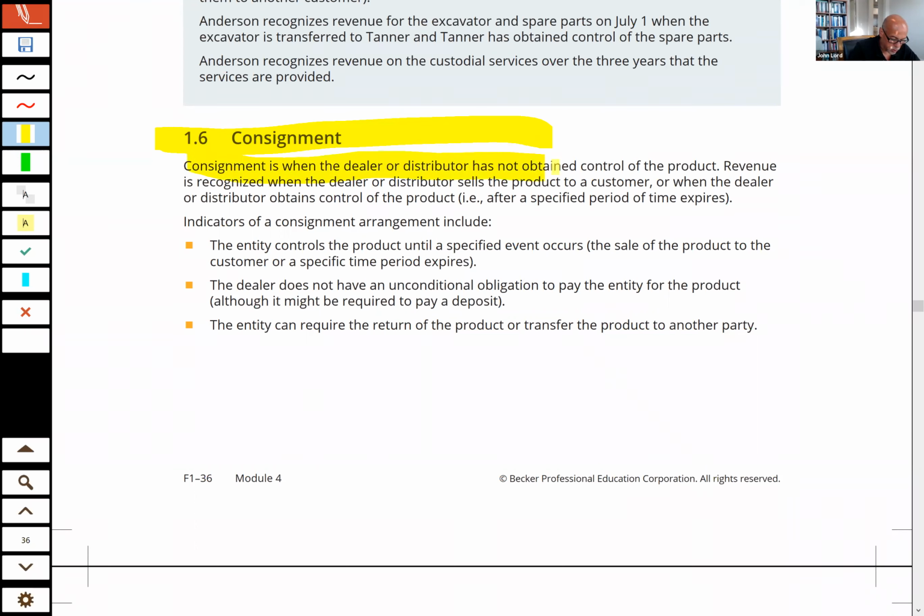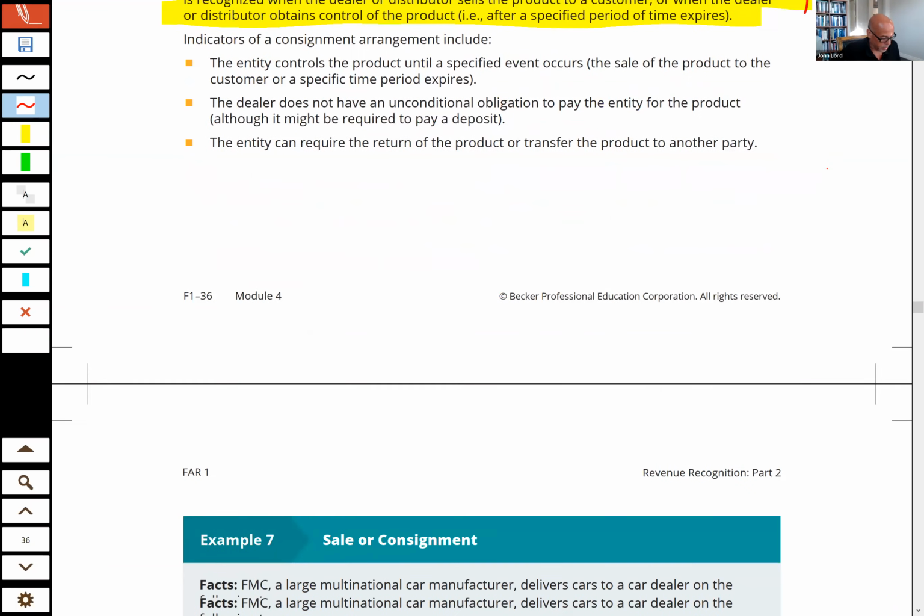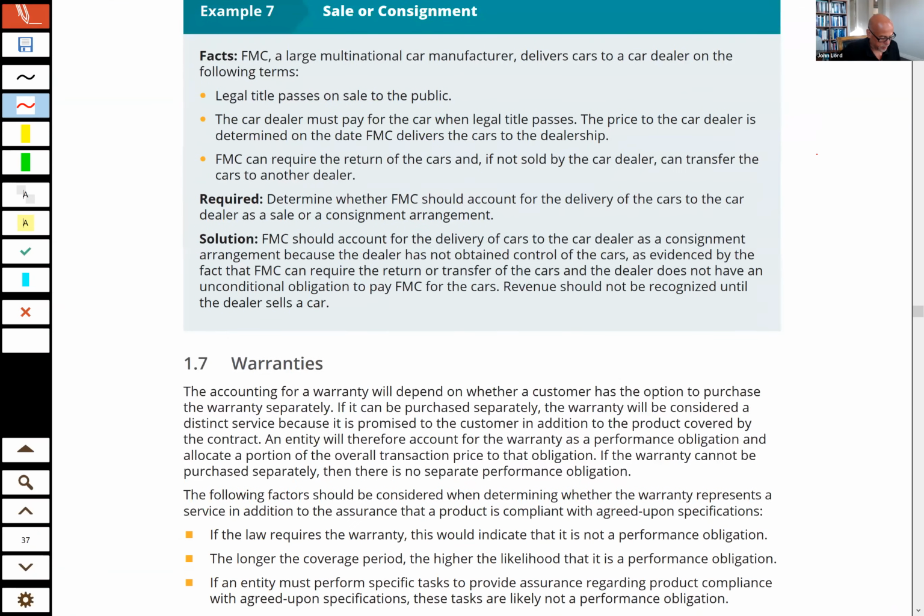Consignment is when the dealer or distributor has not obtained control of the product. That would be Barnes & Noble. Revenue is recognized when the dealer or distributor sells the product to the customer, or when the dealer or distributor obtains control of the product. Okay, so we're not going to take any revenue in that case until what? Until Barnes & Noble has finally sold that book for us, and then of course they'll probably take some commission. Okay, good. We don't need another example.